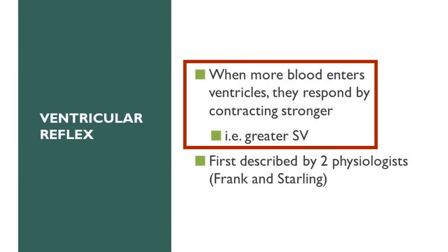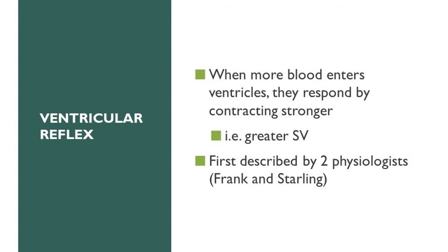The ventricular reflex talks about the ventricle and the stroke volume. When more blood enters the ventricles, they will respond by contracting stronger. So please note here, the reflex is not about rate, it is about the force of contraction. So because of the higher force of contraction, the amount of blood ejected out from the ventricle in one contraction will increase. That means, in simple words, this reflex causes an increase in the stroke volume.